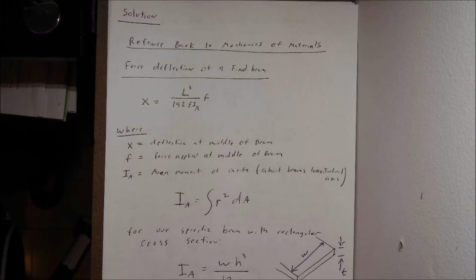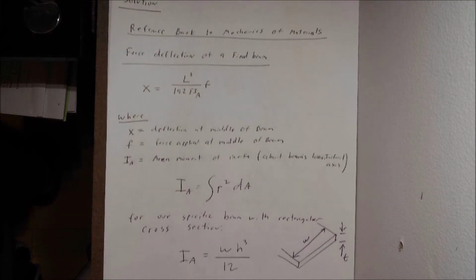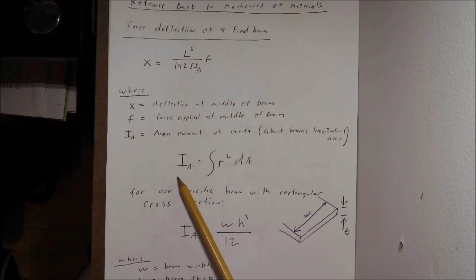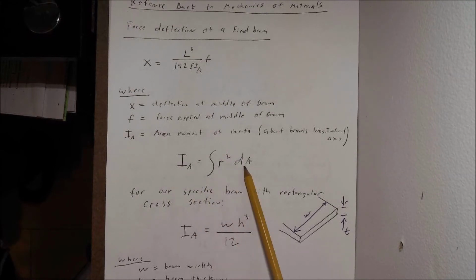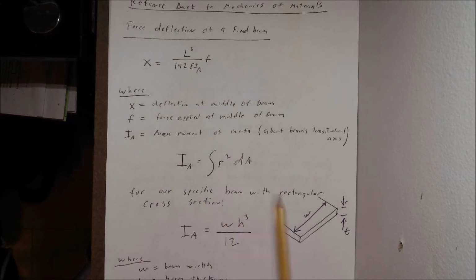From that, we need to figure out, okay, that's great, I have my L. Now I need to figure out what is my E, what is my I sub A, and how do I plug those in to solve for my X here? Well, the first thing we can do is go to our general equation for area moment of inertia. We have the integral of r squared dA. But specifically, there's a table that we can go to get our I sub A for this.